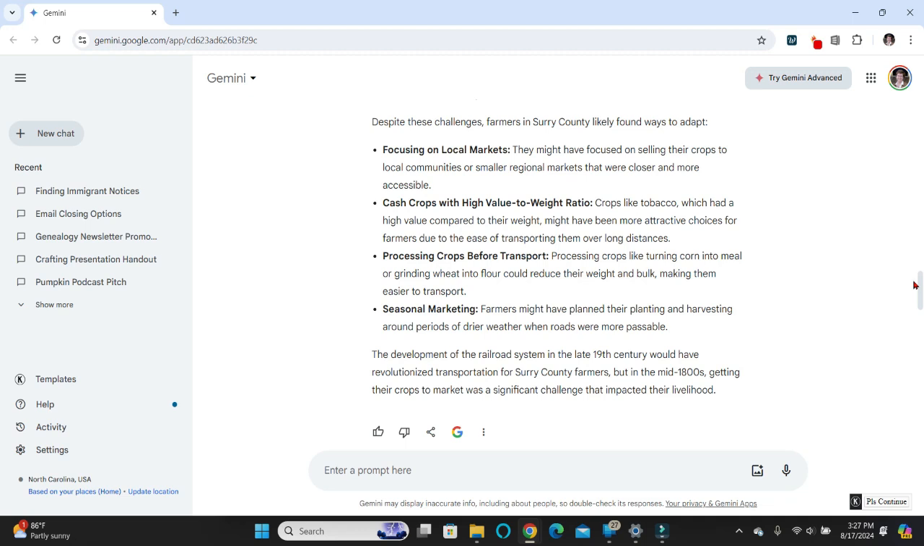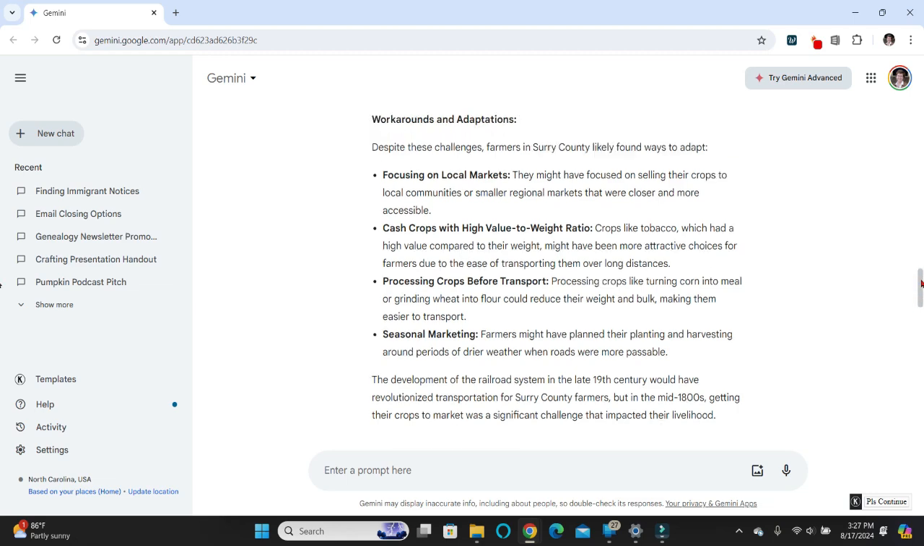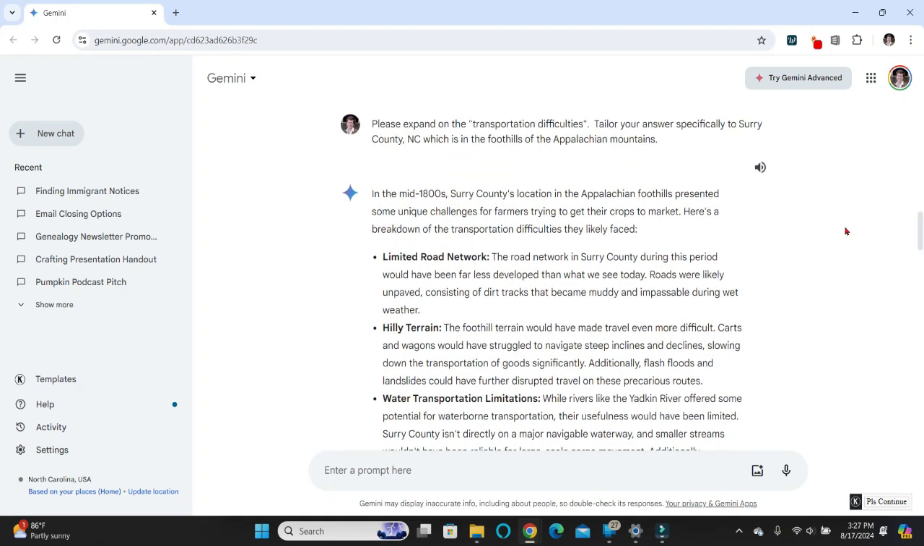No. But did it help me have an appreciation for my ancestors and the difficulties that they might have been having with their farming and how they would have lived? Yes. And particularly because of this transportation issue, there was limited road work, and hilly terrain. There are water transportation issues because the Yadkin River is there, but there's not a major navigable waterway there apparently. It gets me thinking, where would they have gone and how would they have gone?